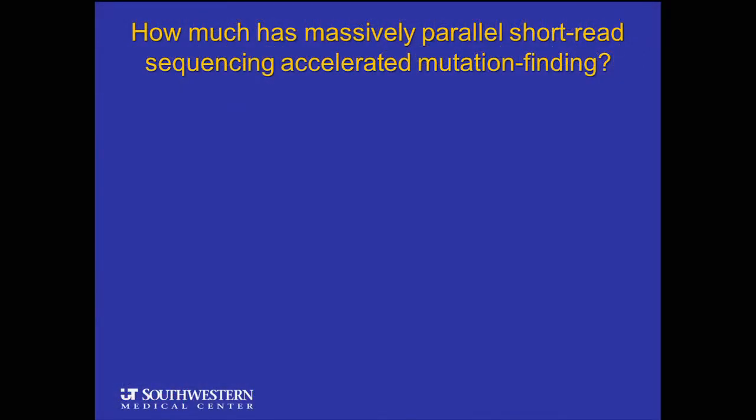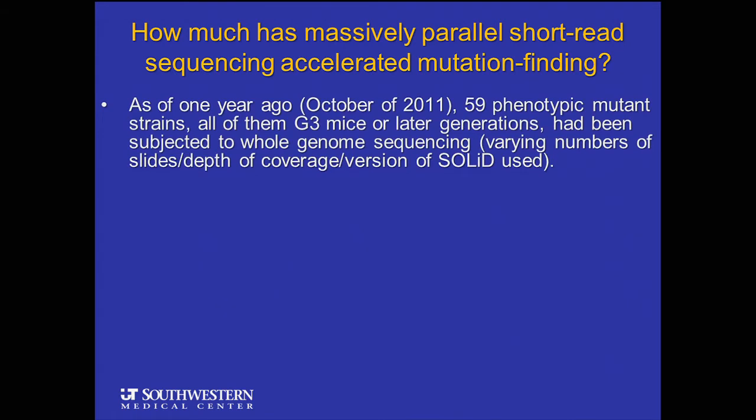So, one question people ask me is how much has this massively parallel sequencing approach accelerated mutation finding? And the answer is, as of a year ago, before I moved to Dallas, we had a total of 59 phenotypic mutant strains that had been analyzed by sequencing with SOLID. Next.